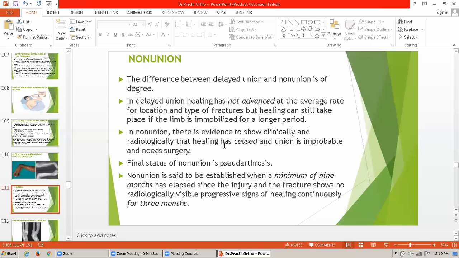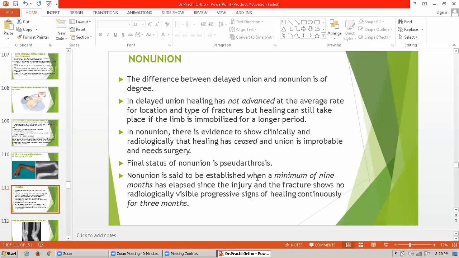And in non-union, it is clinically and radiologically shown that healing has ceased. So healing does not occur and union is improbable. There is not complete healing and there is an improper union of the bone, so it needs surgery. That is a non-union. So the final status of the non-union is pseudoarthrosis.